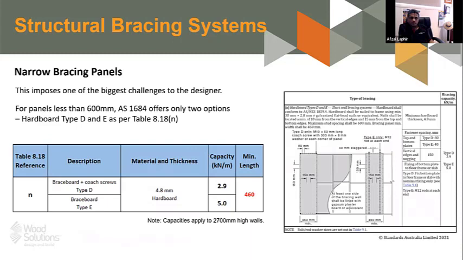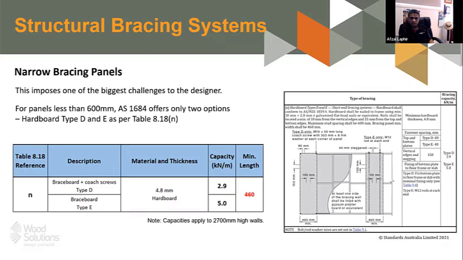Then narrow bracing panels. As we discussed at the start, narrow walls are a common occurrence in a modern house. This has become one of the major challenges for a wall designer due to a lack of options available in AS1684. Table 8.18 offers only two types of bracing panels for wall lengths less than 600 millimeters, hardboard types D and E. But as I said earlier, hardboard is not easily accessible, which leaves the designer with no option but to turn to alternate bracing systems. There are a few available, and we'll go through them shortly.